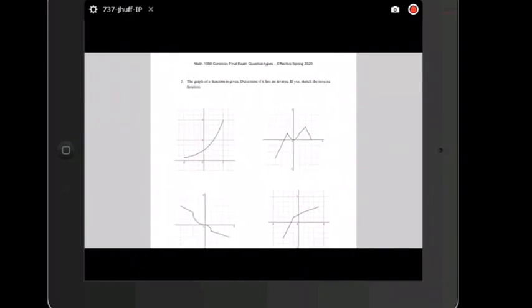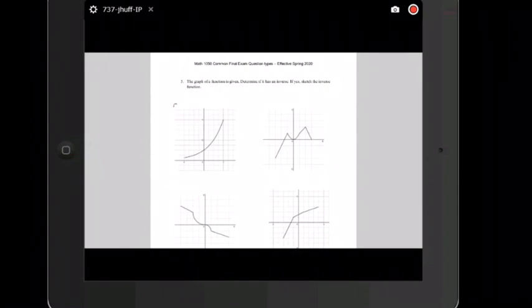Okay, question 5. The graphs of a few functions here are given. Determine if it has an inverse. So what this question is asking, what they're asking is, is the function 1 to 1? If it is, then sketch the inverse. 1 to 1, the test to determine if a function is 1 to 1 is called the horizontal line test.